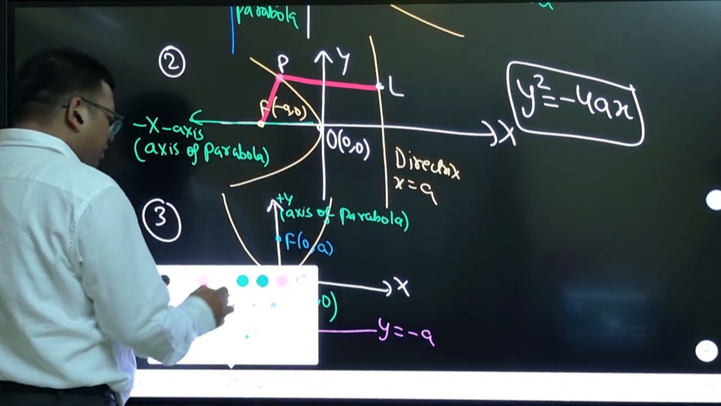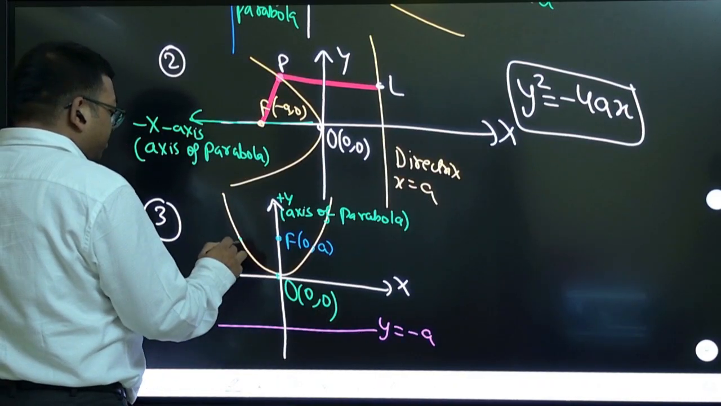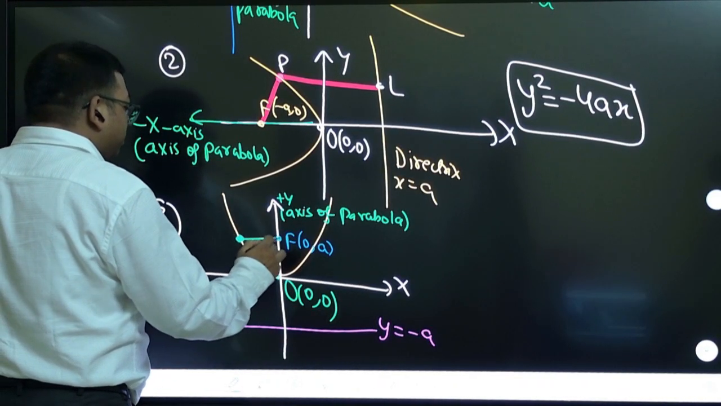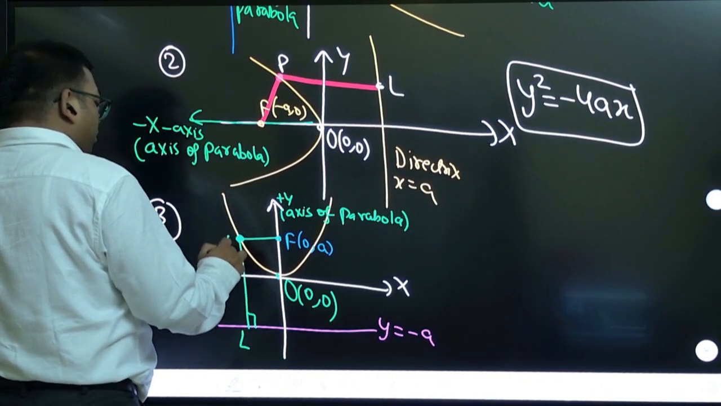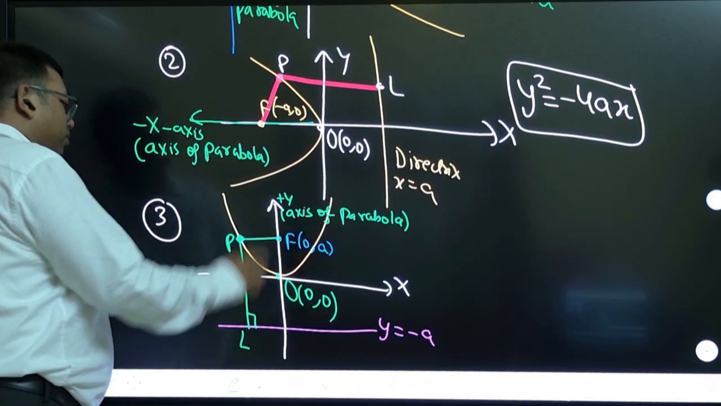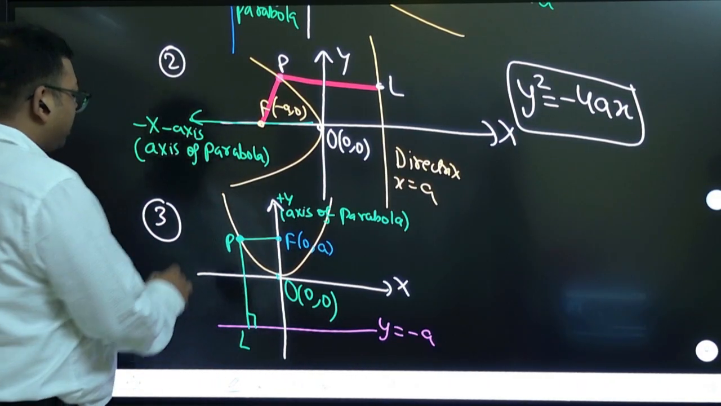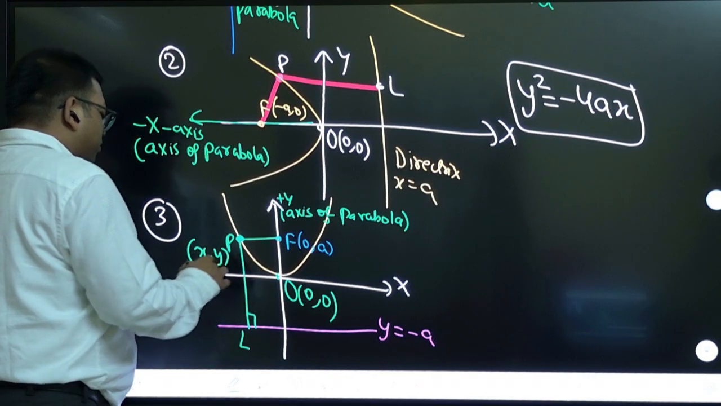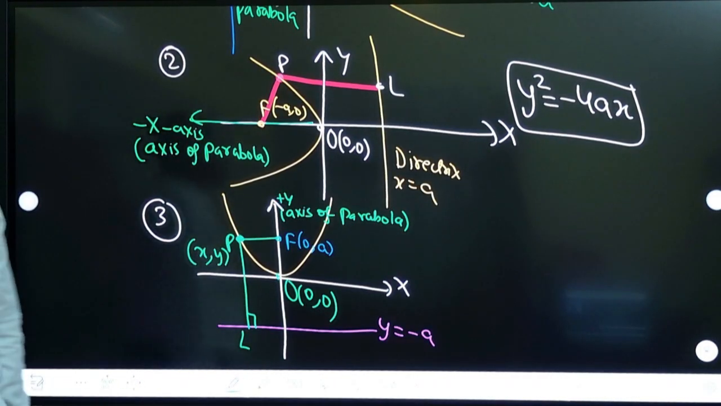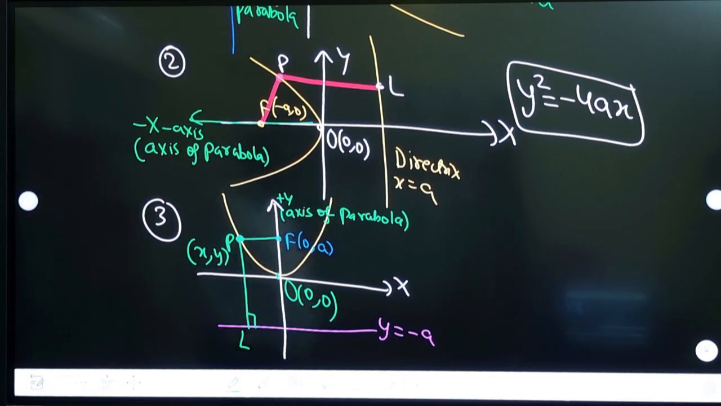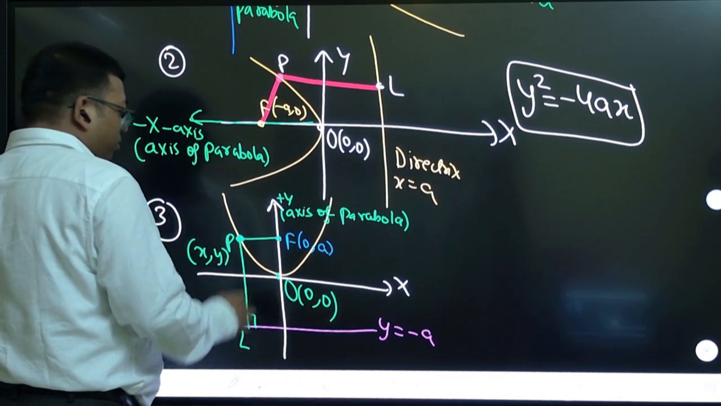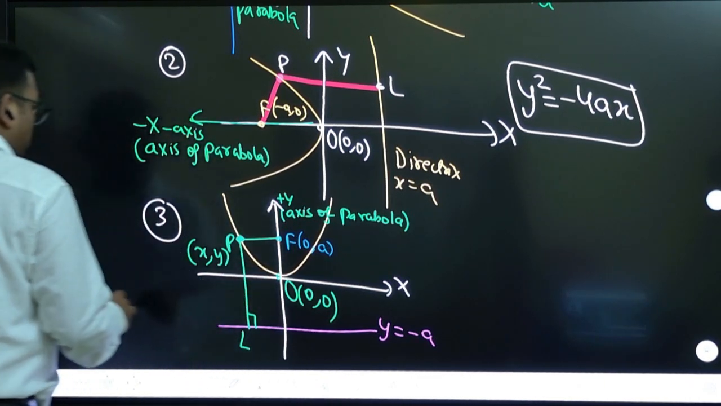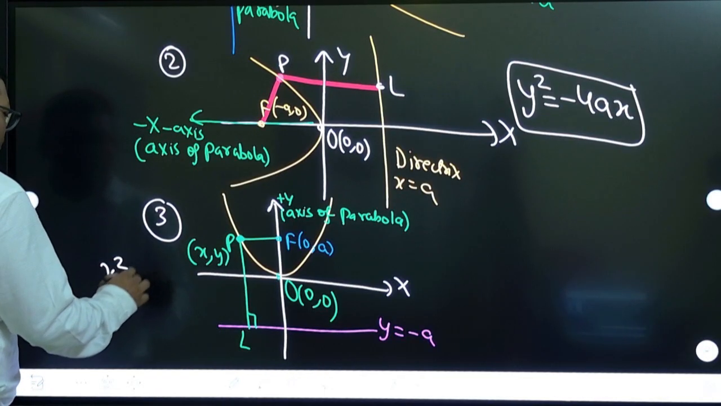Again the definition is the same. Any point on this parabola is such that the distance from the focus and the distance from the directrix are equal. So PL is equal to PF. P is a variable here, x comma y. So we can definitely write down the equation of that. Another type, so what is the equation of this parabola? This parabola equation is x square is equal to 4ay.